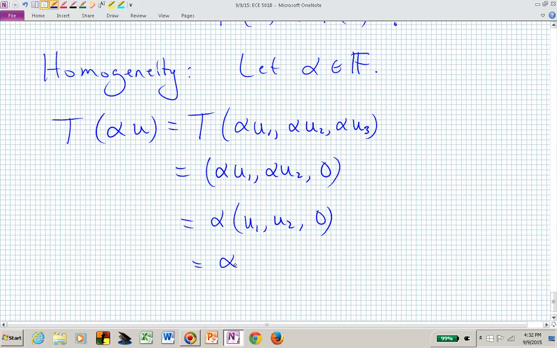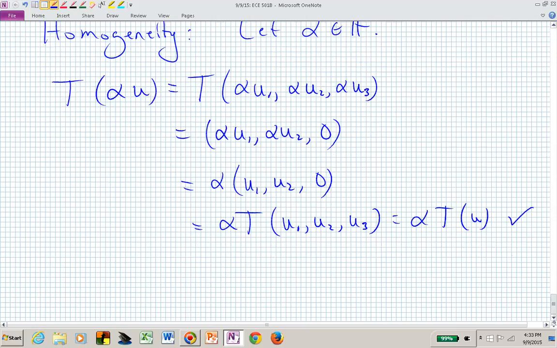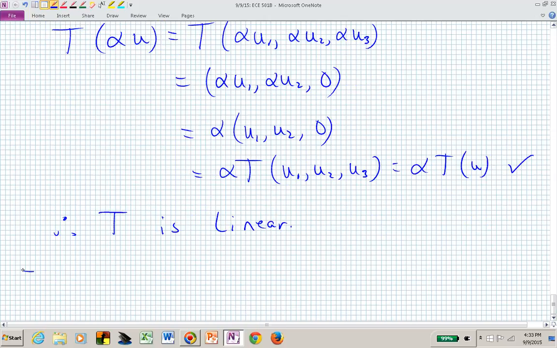And now if we look at this resulting vector u1, u2, 0, we could get there by mapping through T of u1, u2, u3. And that now verifies that the homogeneity property is true. We now have the two properties, and T is then a linear map.